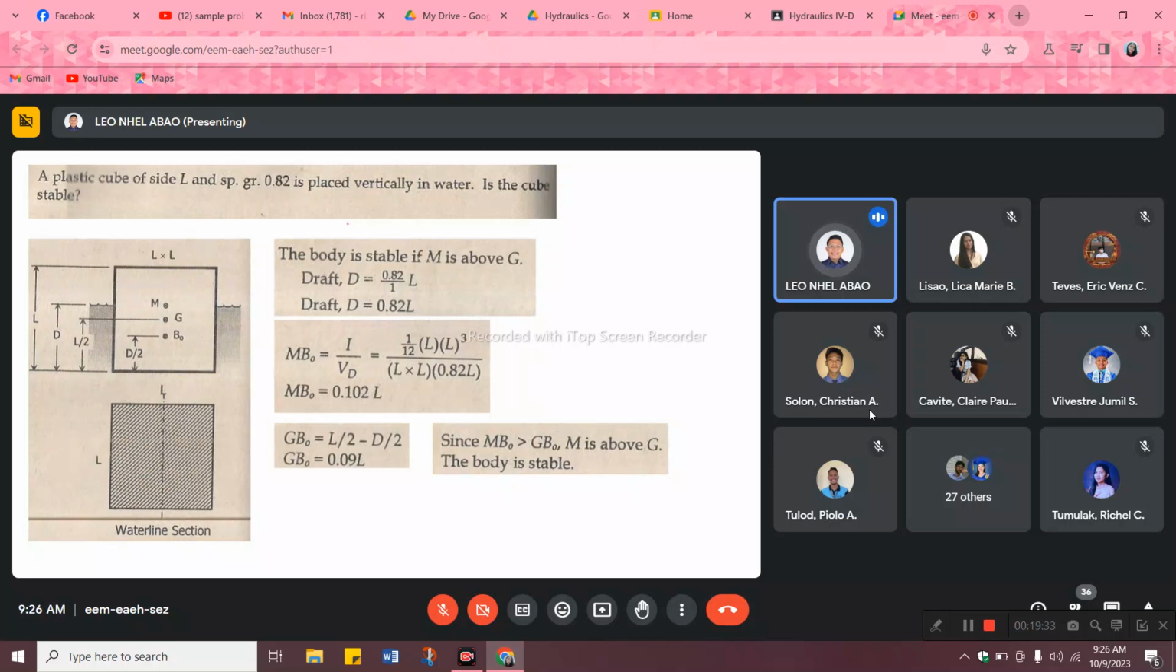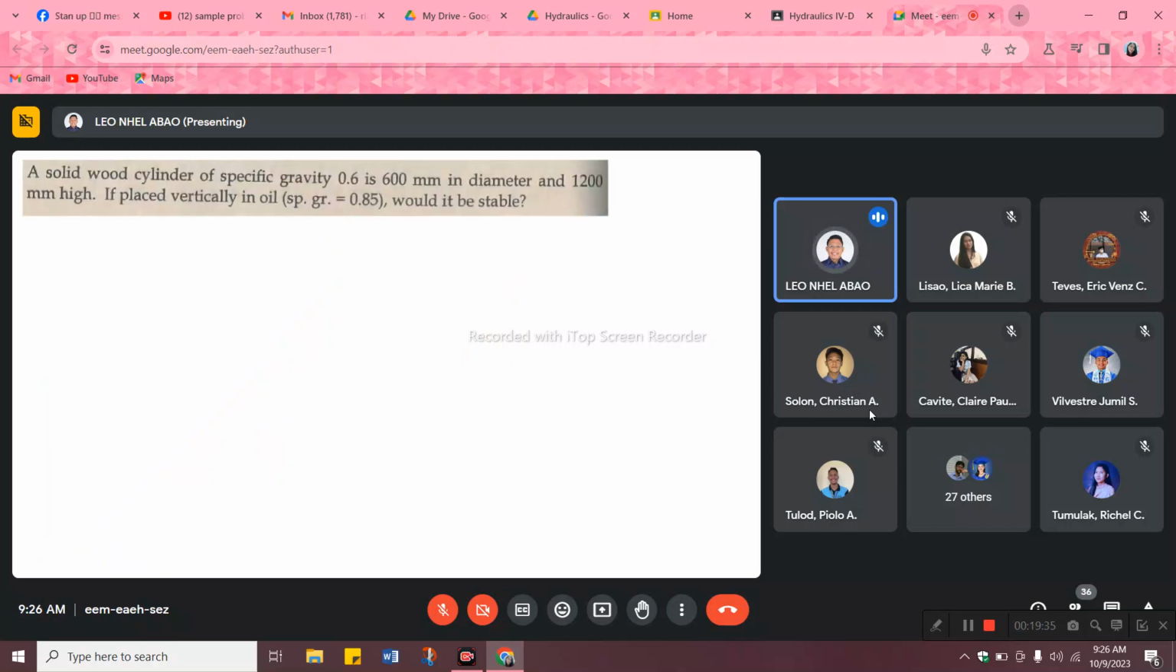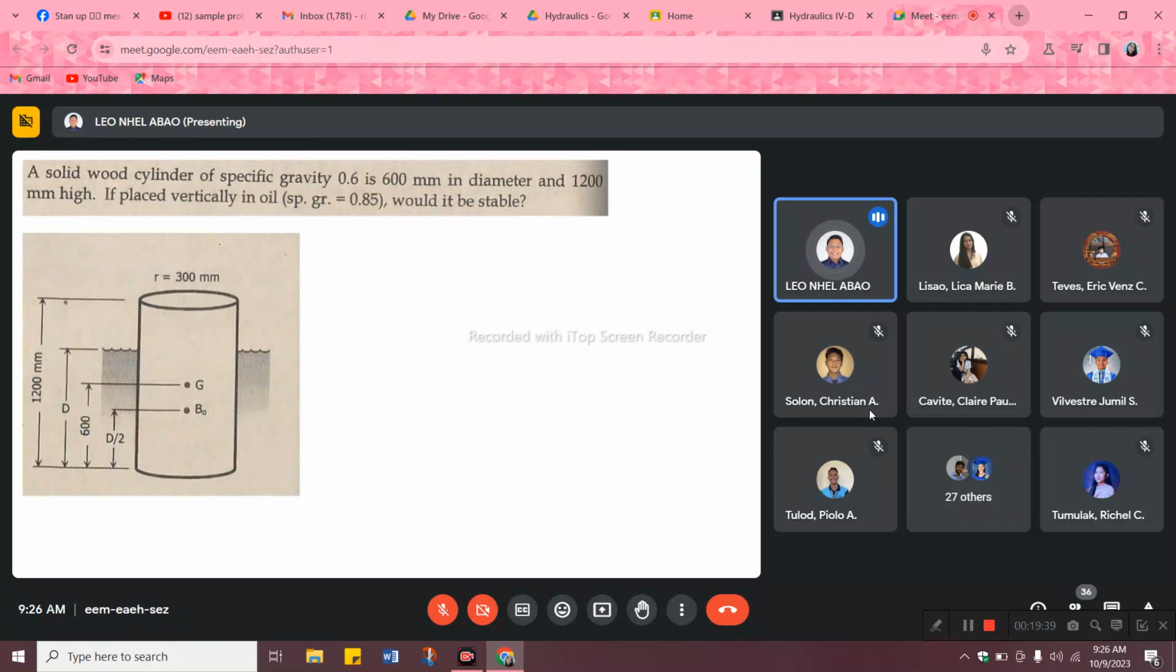None? So let's go to the next problem. A wooden cylinder of specific gravity 0.6 is 0.6 meters in diameter and 1.2 meters high. This is placed vertically in oil, specific gravity 0.85. So the question is, is it stable? We need to check if it is stable.